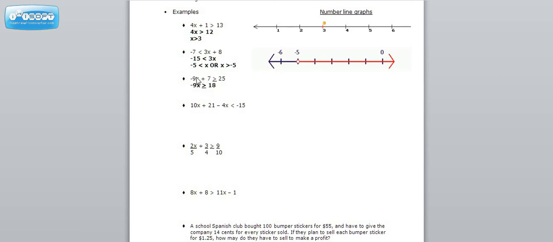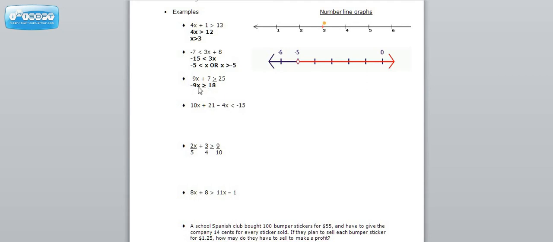So that leaves me with negative 9x. I got rid of the plus 7 by subtracting 7. And if I subtracted 7 on one side, I have to subtract 7 on the other. So 25 minus 7 is 18. Notice I kept the sign the same because I haven't divided or multiplied by a negative number. However, I am getting ready to, because look right here.